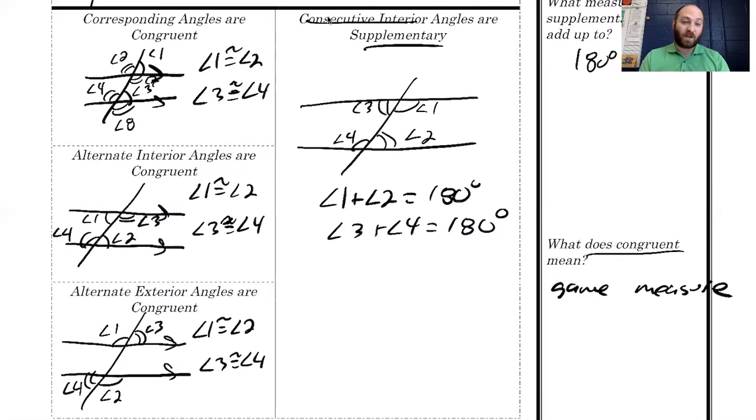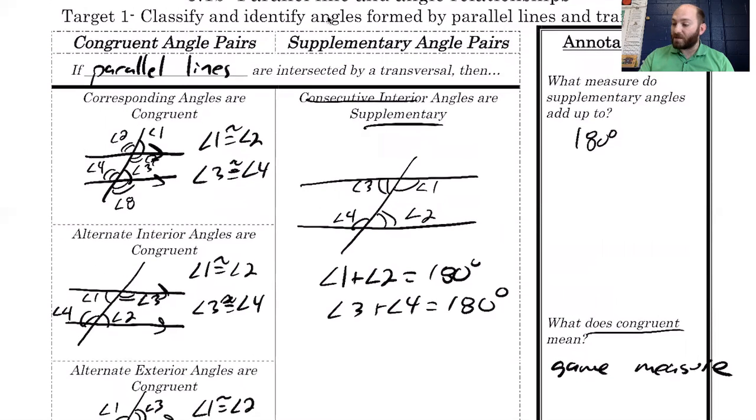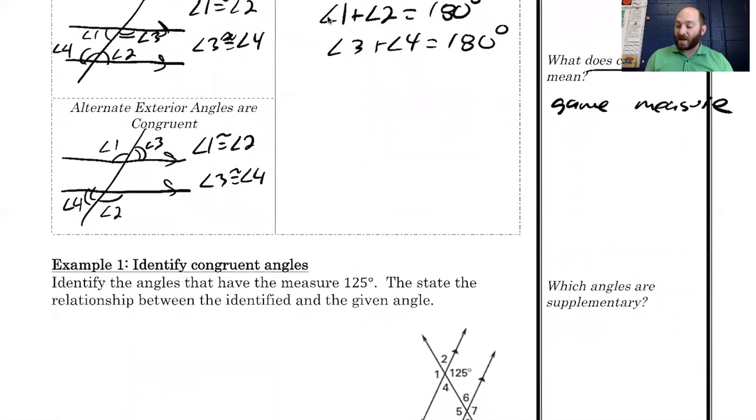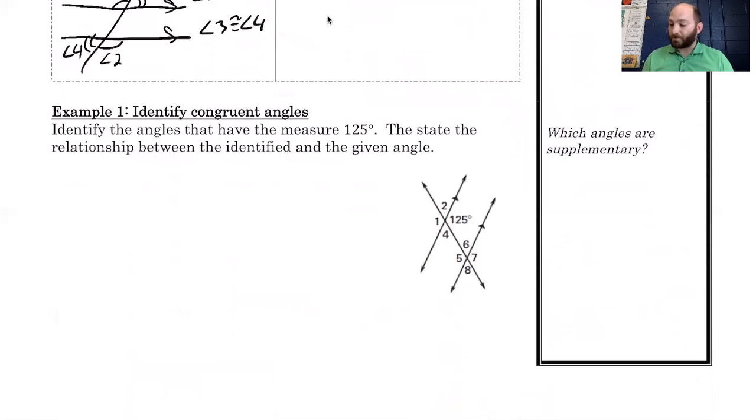These 4 special relationships. And this only happens when parallel lines are cut by a transversal. So looking at this example, identify congruent angles. Identify the angles that have a measure of 125 degrees. So there's 125. Then state the relationship between the identified and the given angle.